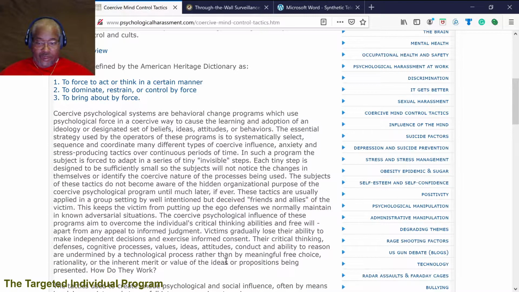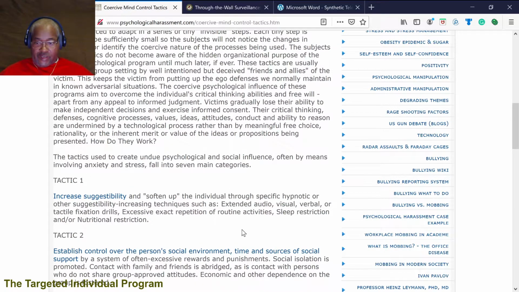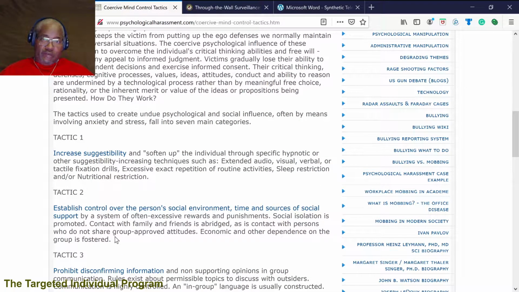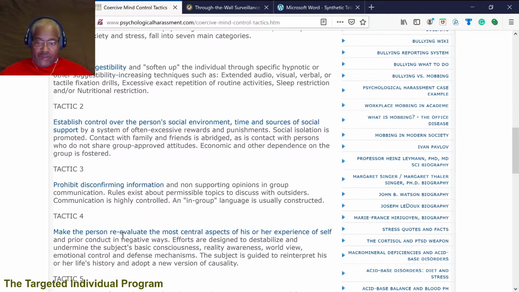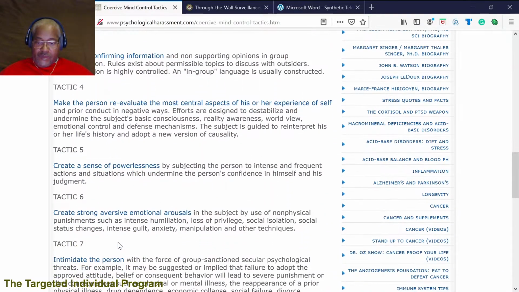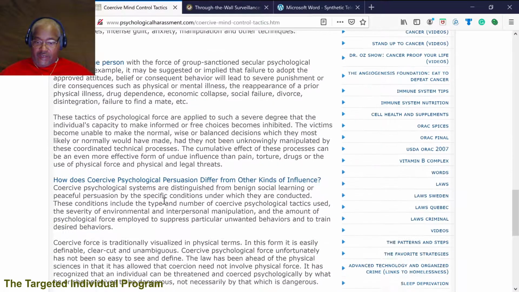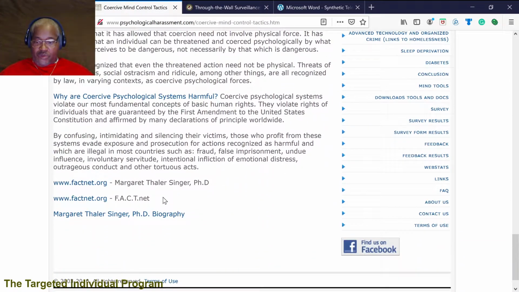How do they work? There are various tactics. So these are tactics. I'm not going to read them, but they're on screen. You guys can read them for yourself. All right, and then here you have tactic 7, and so forth.